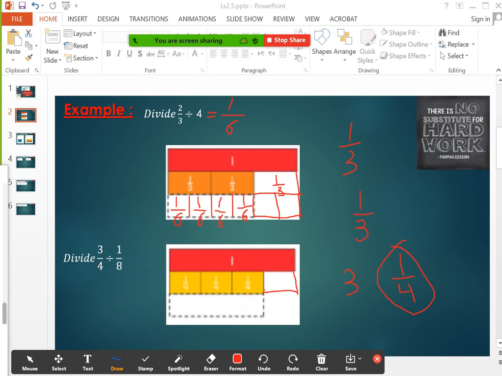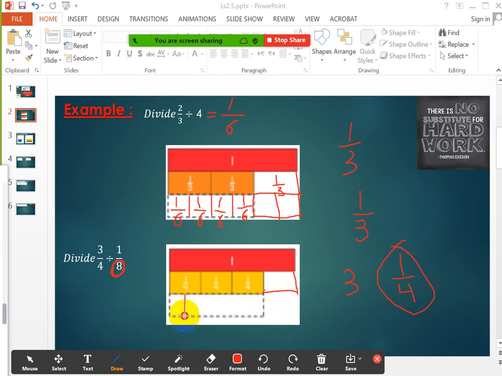Now, I want to divide it by 1 over 8. If I want to divide a fraction by a fraction, look at the denominator right here. The denominator is 8. That means I have to divide the whole into 8 equal parts. Let's divide the whole into 8 equal parts. So it will be like this.